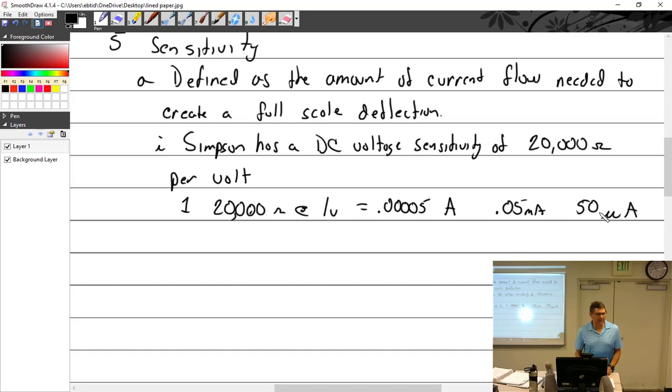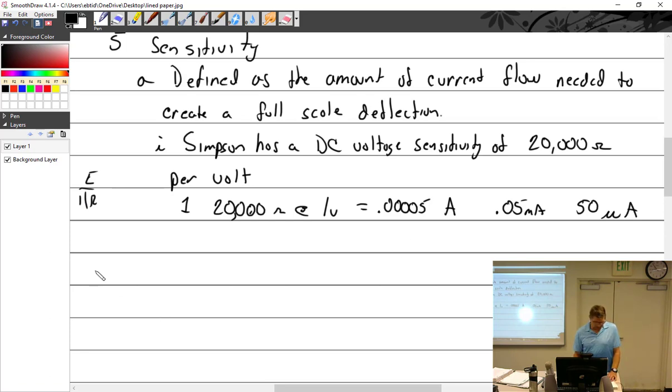And everybody knows where I got that from. It's that Ohm's law guy where it's E and I and R, where I knew the E was 1 and I knew the R is 20,000, so divide and you get to 0.00005.